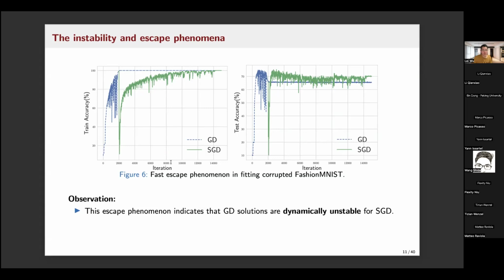There are two observations. The first is that the solution selected by GD is actually dynamically unstable for SGD. Moreover, the escaping is unreasonably fast. The escaping happens in just a few iterations instead of a few epochs. Mostly 10 iterations are sufficient for SGD to escape from the GD solution to a region corresponding to random guess, like 10% accuracy. So basically, that means stability is relevant. These experiments at least show that stability is relevant to distinguishing the solutions selected by GD and SGD.